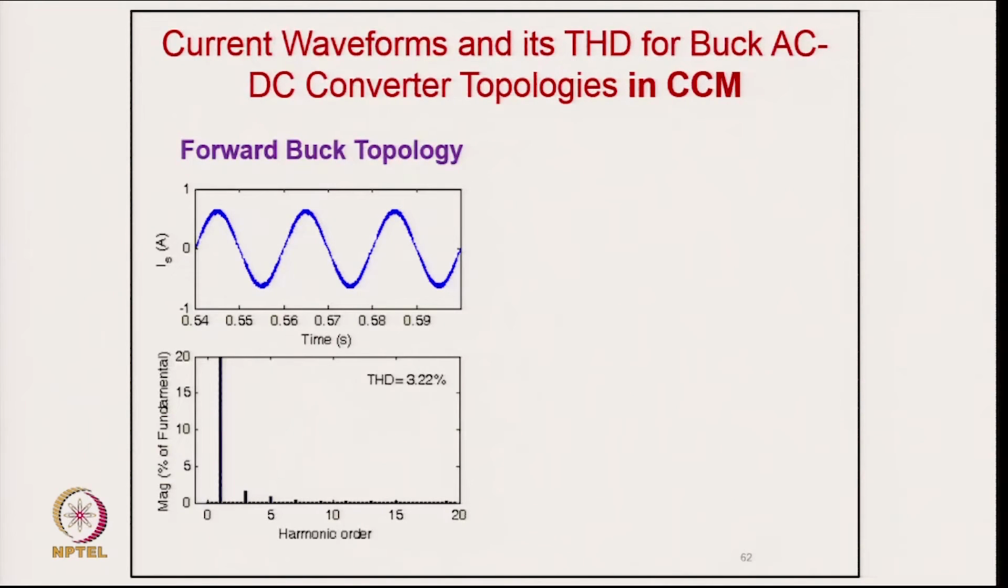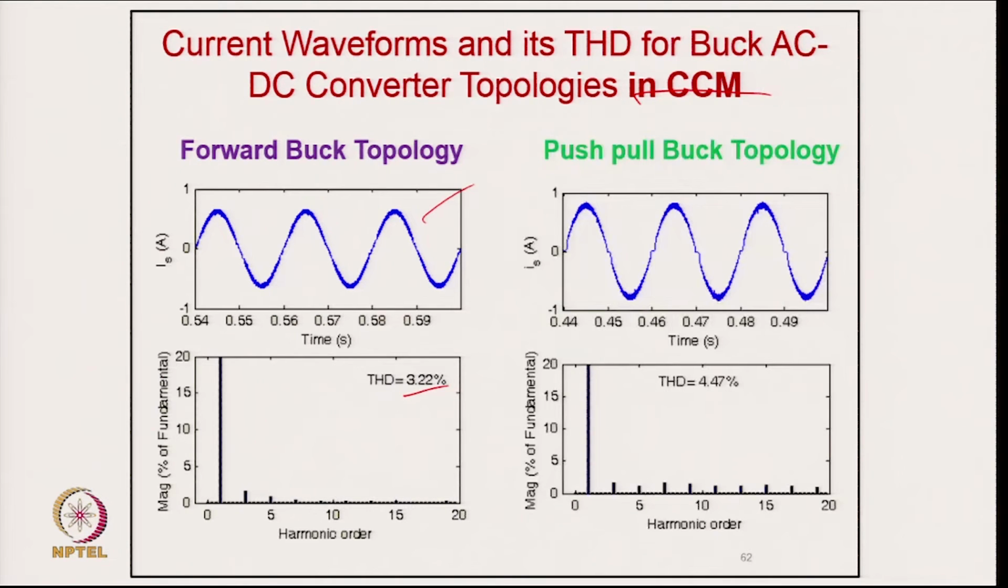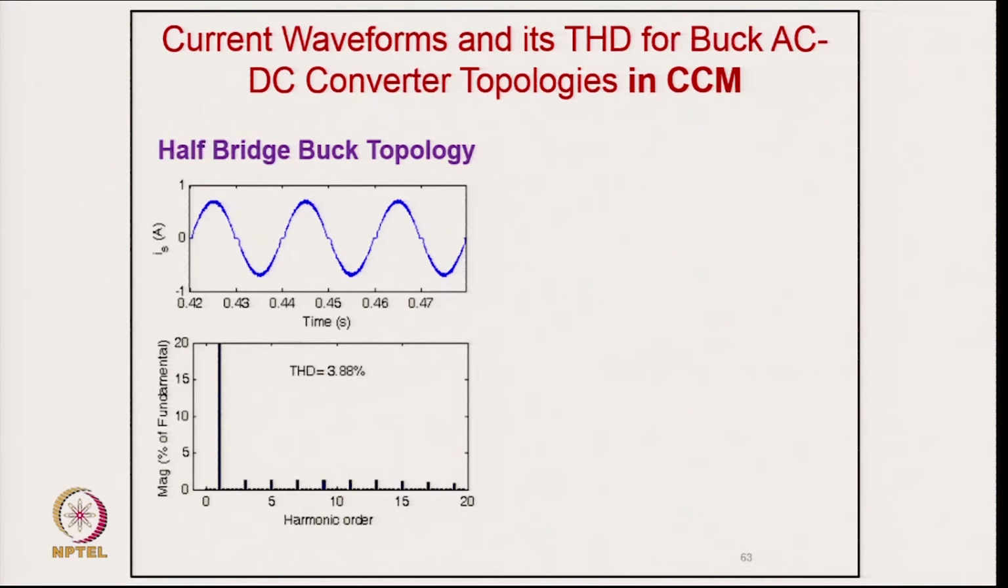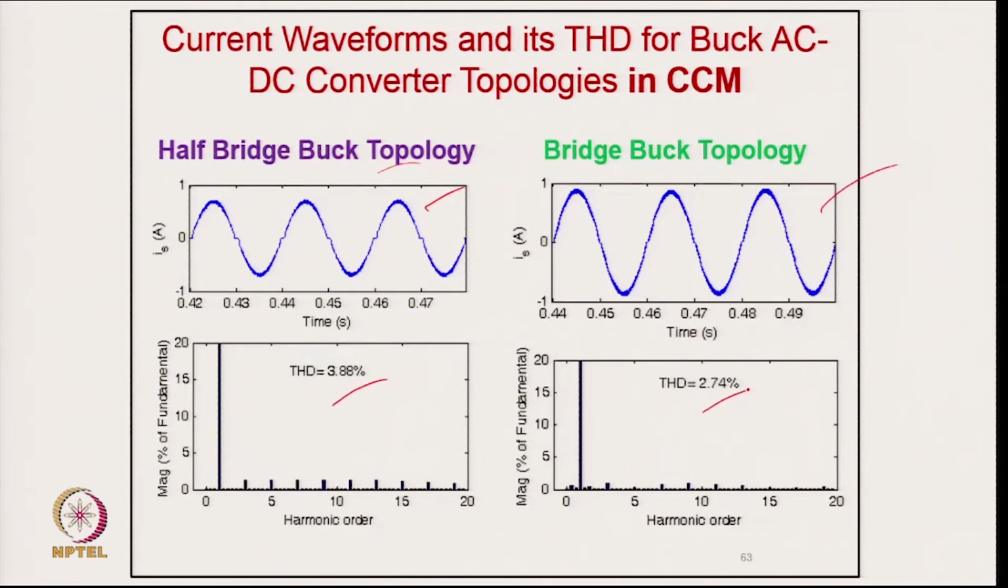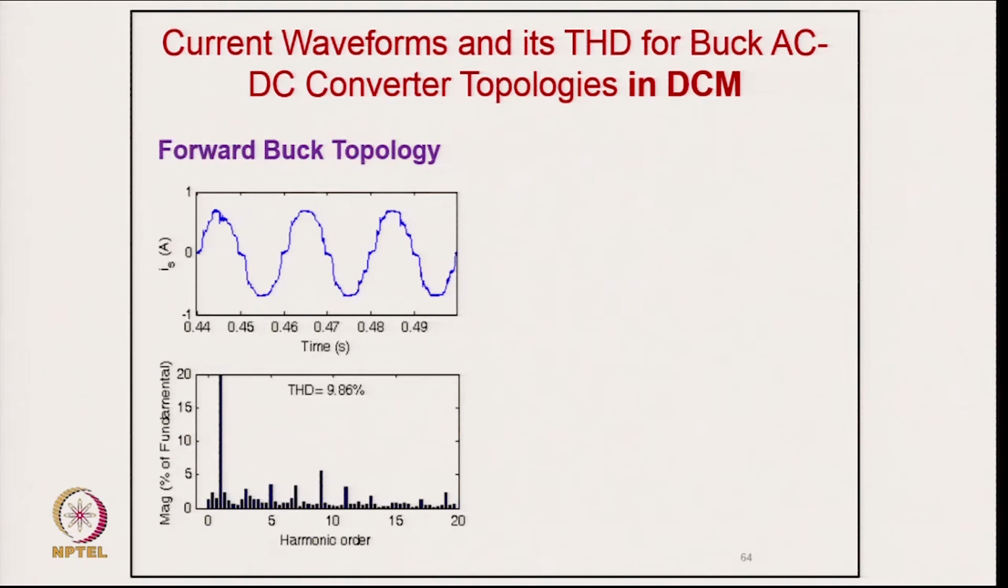So, this is the waveform of the input supply current with a THD of 3 point something in CCM, corresponding to the results we have shown, and this is for the push-pull buck topology. The THD increases slightly in this case, around 4.47, but is still less than 5%. This corresponds to the half bridge, with an input supply current THD of 3.88, and this corresponds to the bridge configuration, which is 2.74% in CCM.